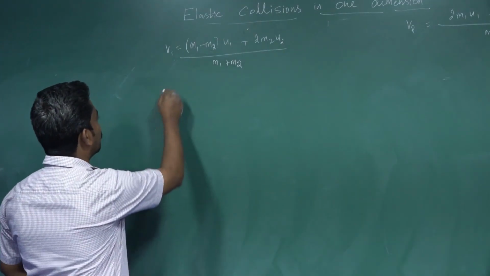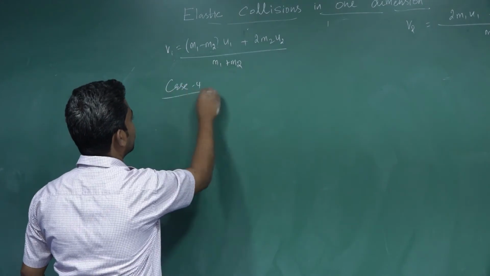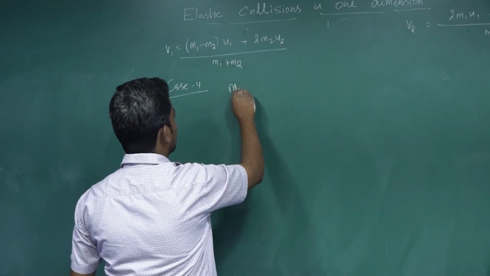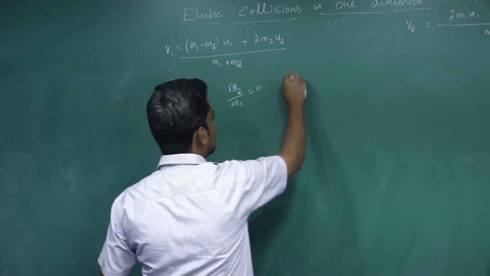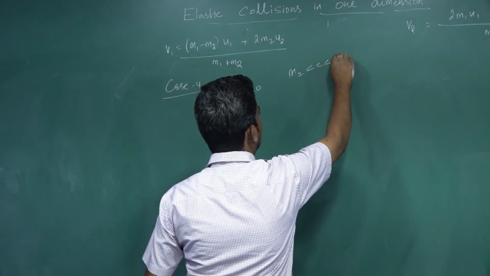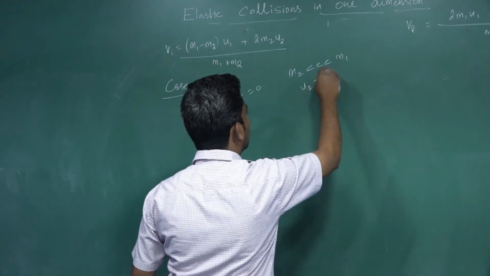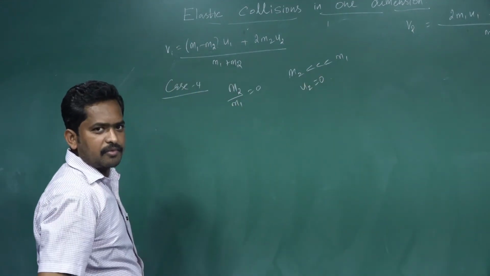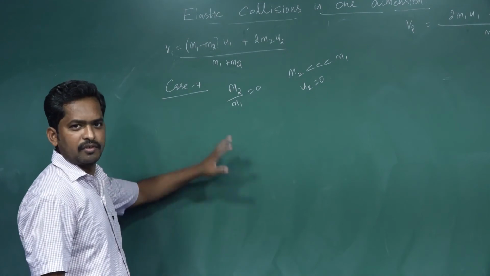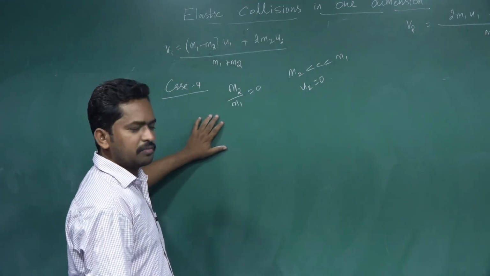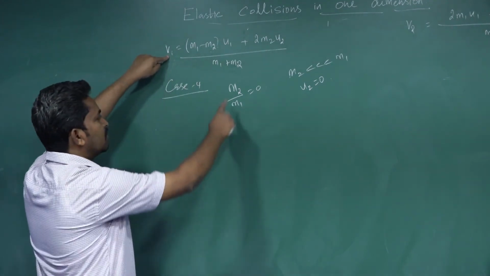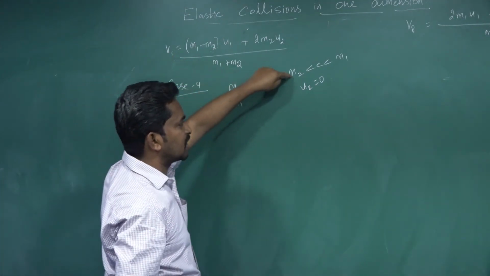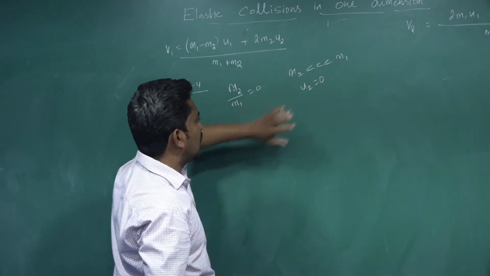Next is case 4, the last one. Here M2 divided by M1 is equal to 0. The condition is M2 is very, very much less than M1, and the second target's velocity is 0. So the mass of the first body is maximum. The condition M2 divided by M1 is equal to 0 means M2 is very, very much less than M1, and U2 is equal to 0.